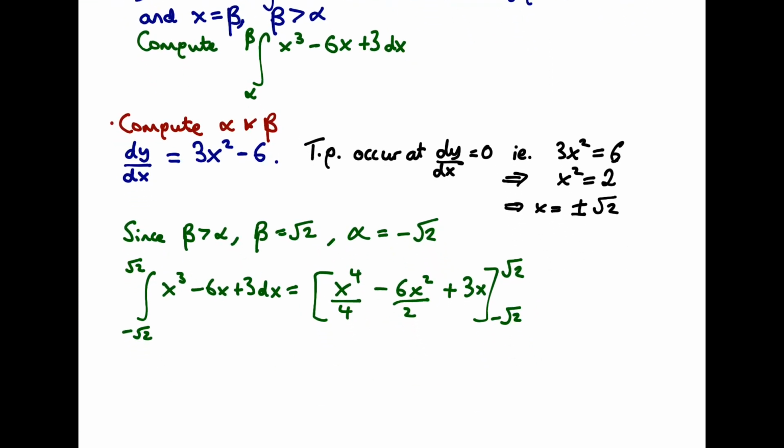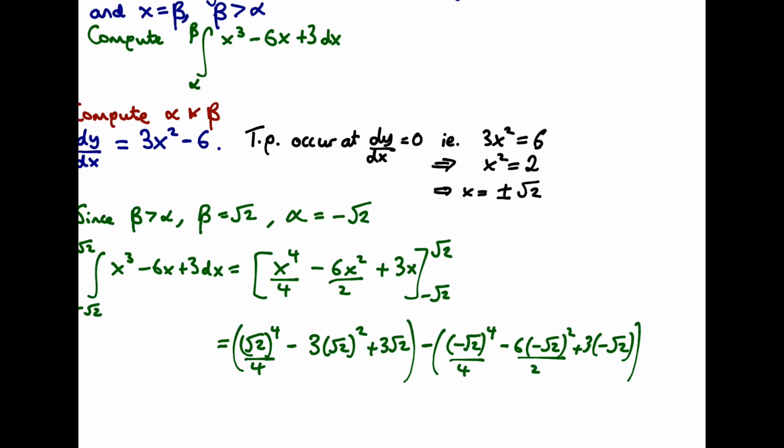Now plugging in these limits, putting the root 2 limit in, it gets root 2 to the 4, all to the power of 4, divided by 4 minus 3 times root 2 squared plus 3 root 2. And doing the negative limit, we get something similar. Well, what do we notice here when you're trying to simplify this down?